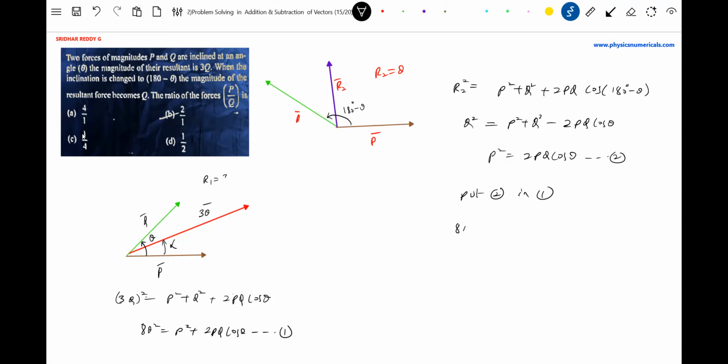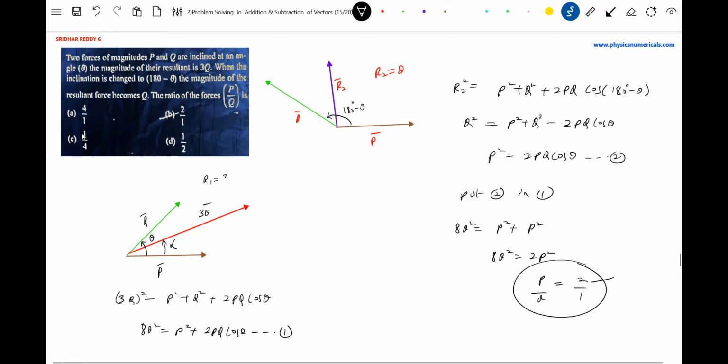Now 8Q square equal to P square plus 2PQ cos theta, which you can write as P square. So 8Q square equal to 2P square. So P square by Q square is equal to 4. Okay, P by Q is 2 by 1. I had to be alert, maths. Okay, no problem. This will be our option.